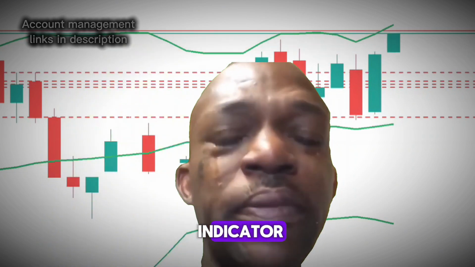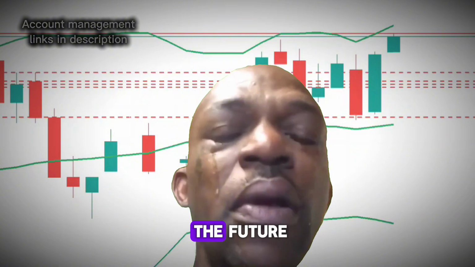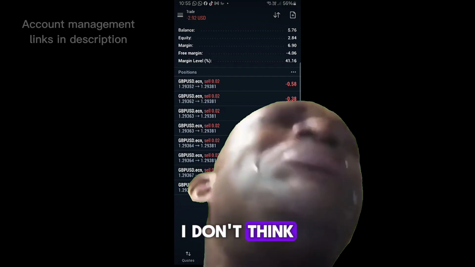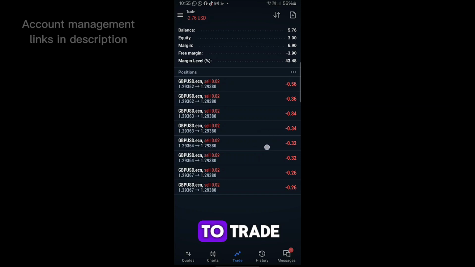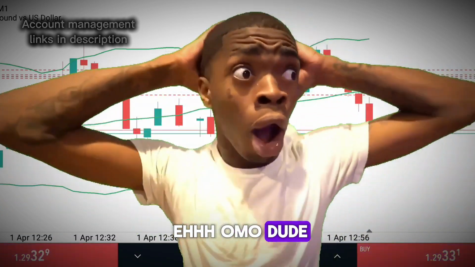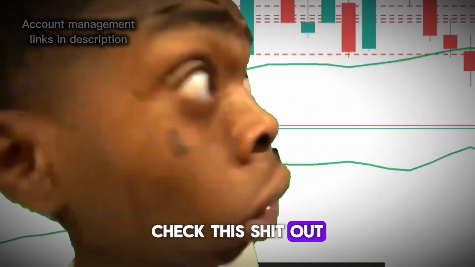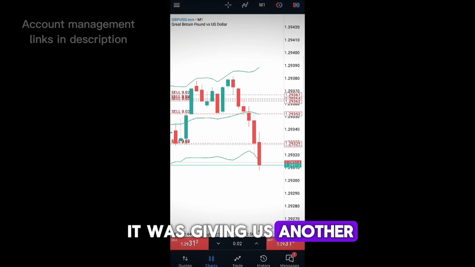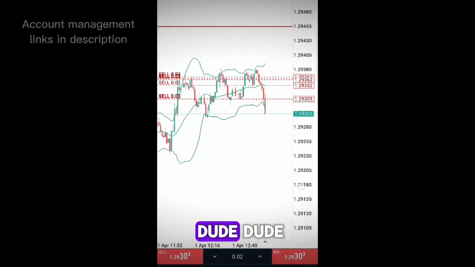Like, man, this indicator, I don't know about the future, but I'm tagging this one as the worst, dude. I don't think I'm going to trade any of those indicators in future, like literally. Oh my dude, check this out. After that stuff that I just put, now it was giving us another one.